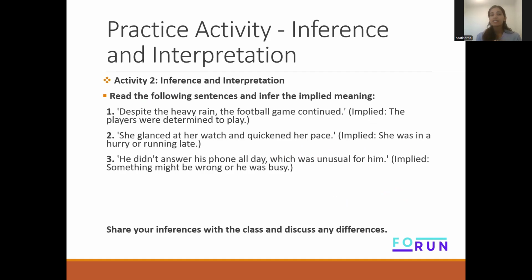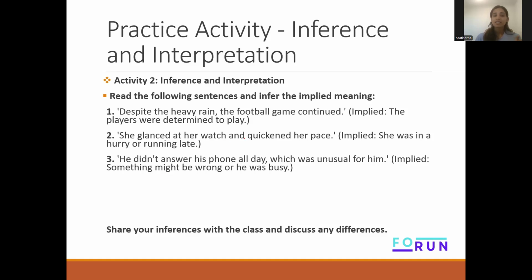Now we have inference and interpretation. So inference and interpretation: read the following sentences and infer the implied meaning. Now we need to infer the meaning, right? We need to sort of guess the meaning. First one, despite the heavy rain, the football game continued. It was implied that the players did not want to stop even though it was raining hard. It shows that they were really determined, right?